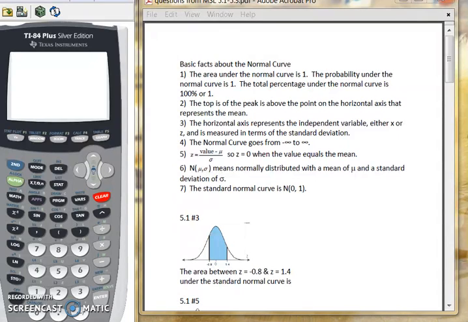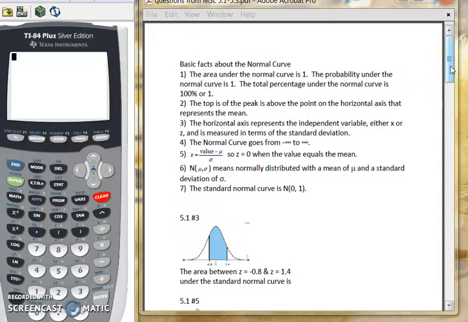Z equals the value minus the mean all over the standard deviation. So when z is 0, the value is the same as the mean. Capital N parentheses mu comma sigma means the distribution is normal or approximately normal, and it has a mean of mu with a standard deviation of sigma. The standard normal curve would then be capital N 0, 1.